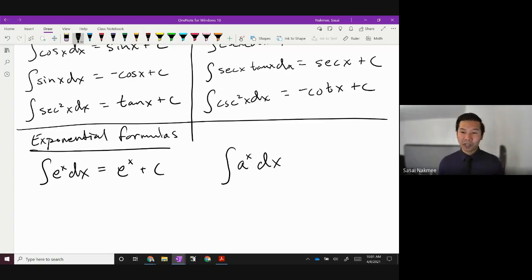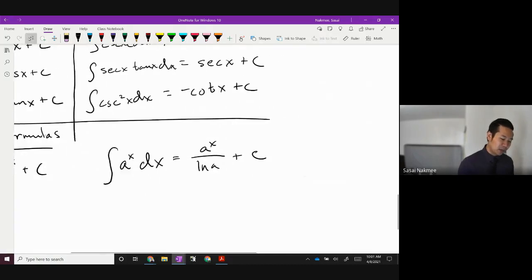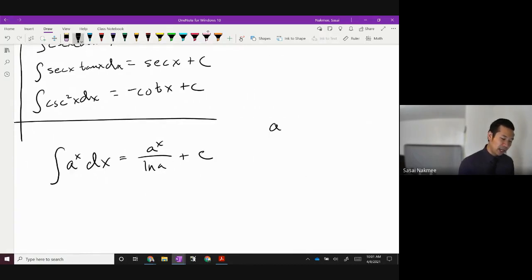But if we just had a, the antiderivative of a to the x dx is actually going to be a to the x divided by ln of a plus c. And you'll probably go, what the heck? And that's just because back when we learned about derivatives, we learned this derivative as well. If you take the derivative of a to the x with respect to x, it's going to equal a to the x times ln of a. That's where this is coming from.